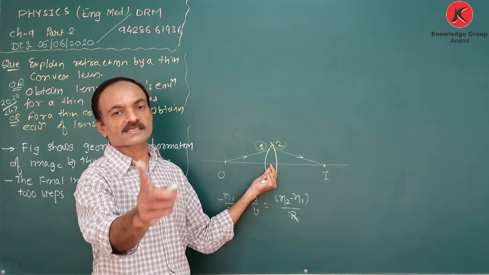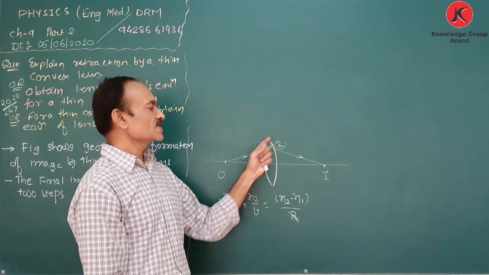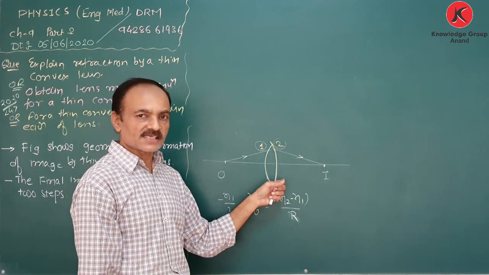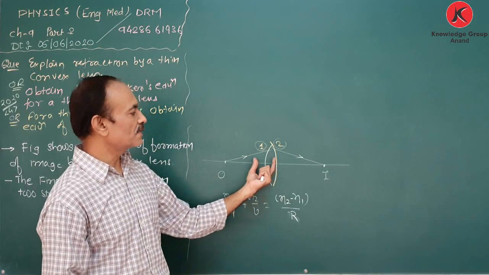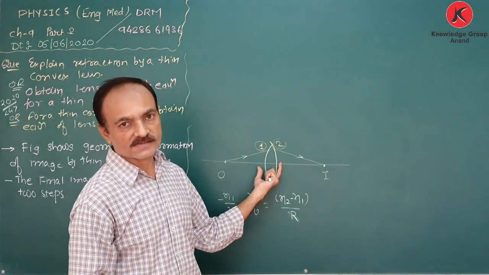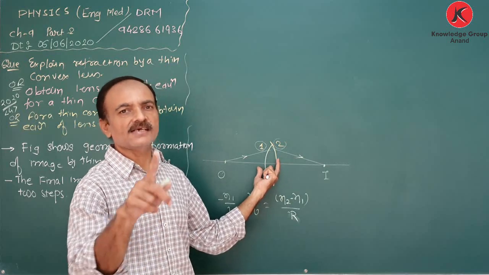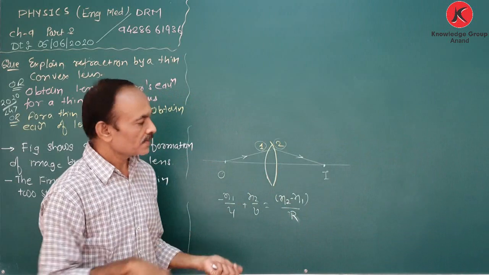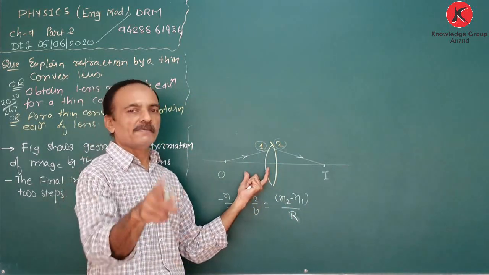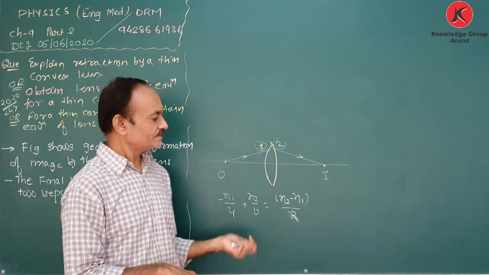This is the concept of this answer. For that purpose, 3 figures are required. One is refraction by surface 1, second is refraction by the second surface, and third is combined, that means the image formed by a thin convex lens. Clear? Very easy, very short answer, and marks is 4 marks. Most of the students do not write the perfect answer of this question, so be careful about that.